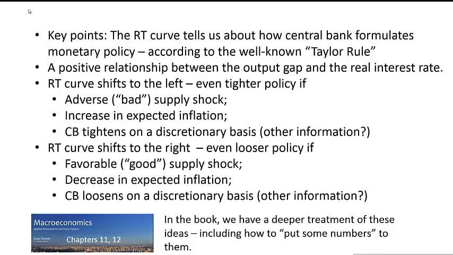The RT curve will shift to the left. That is, we'll have even tighter monetary policy in the event of an adverse bad supply shock, an increase in expected inflation, or if the central bank exercises its discretion, oftentimes on the basis of other information that it has about inflation or the output gap in the future. In the other direction, the RT curve will shift to the right. That means even looser policy if we have a favorable, a good supply shock, if we have a decrease in expected inflation, or once again, the central bank may loosen on a discretionary basis because it has some other information.